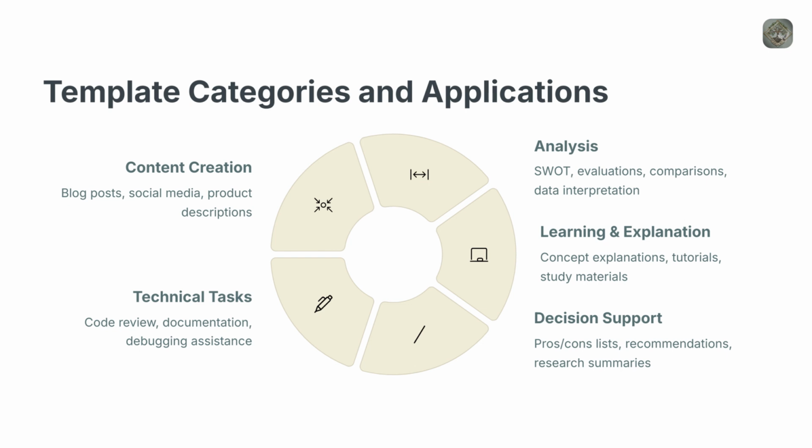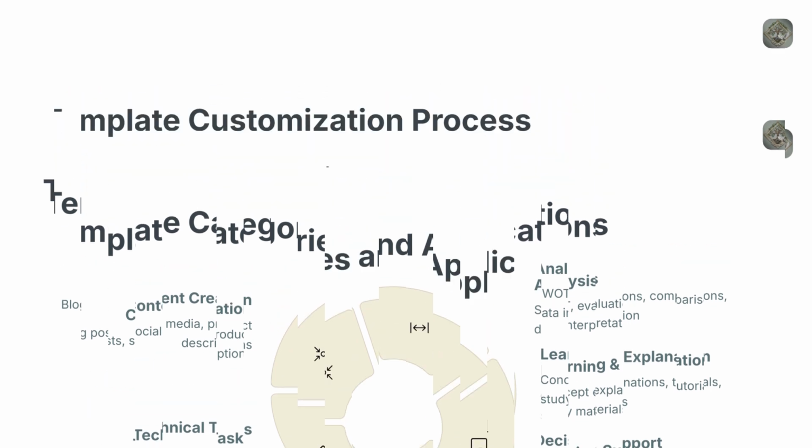Decision support templates include structures for pros-cons lists, evaluation matrices, research summaries, and recommendation frameworks. Technical templates provide frameworks for code review, documentation, debugging, and algorithm explanation. By identifying which category best matches your needs, you can select appropriate templates to adapt rather than starting from scratch. This categorization helps organize your template library for easy reference.